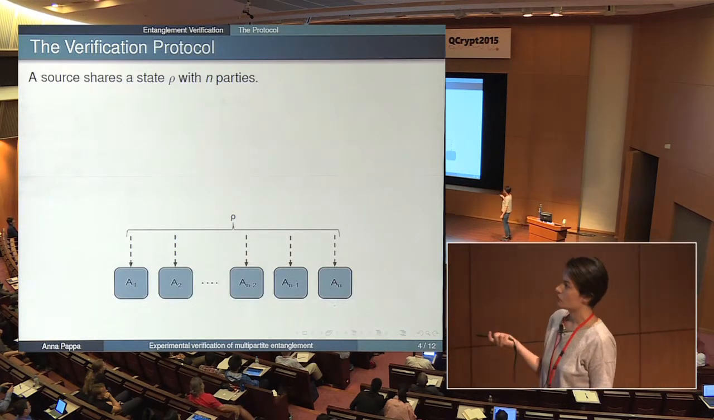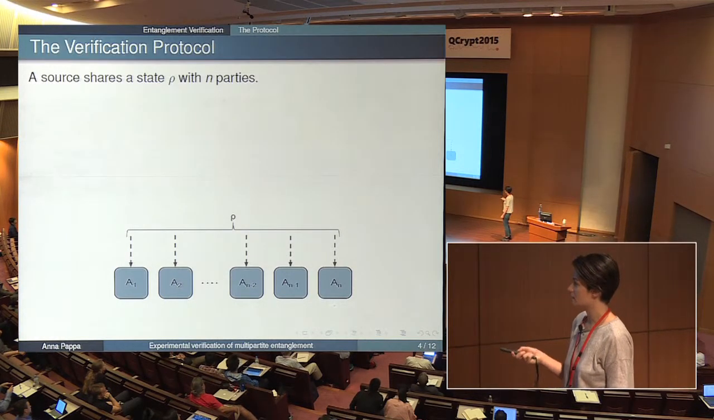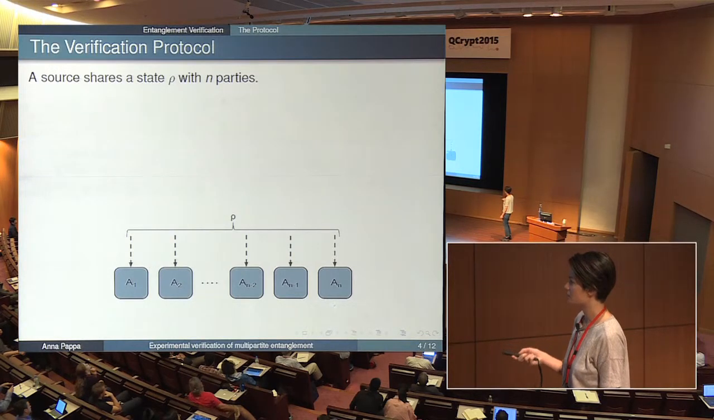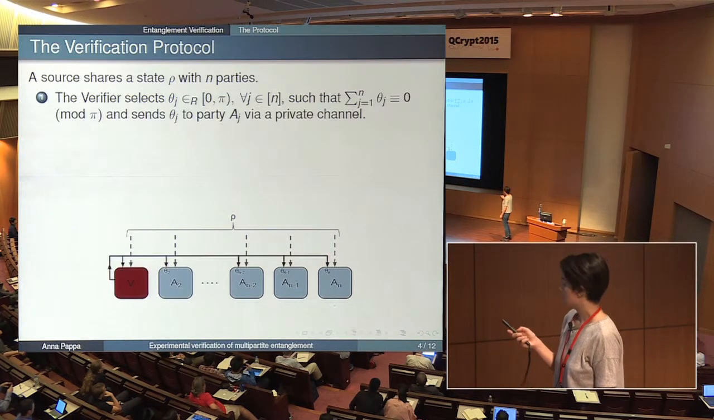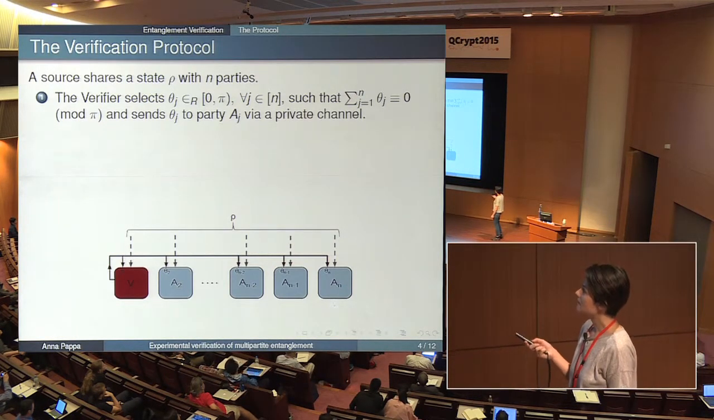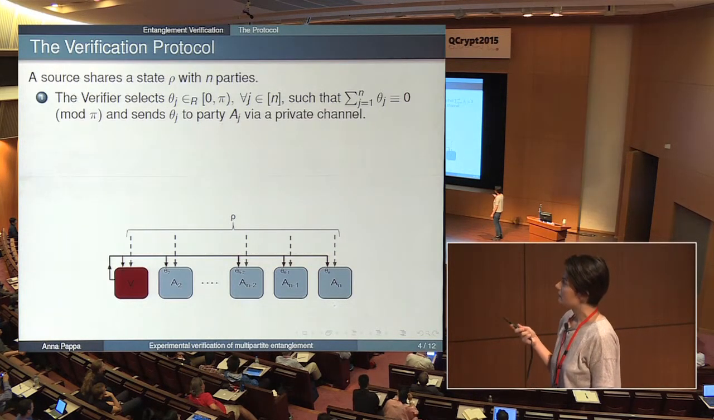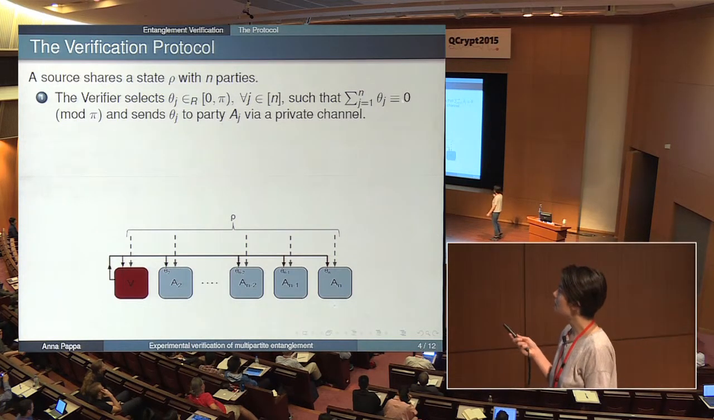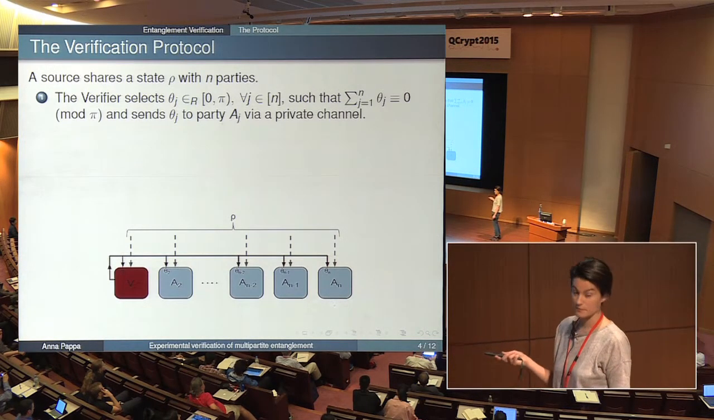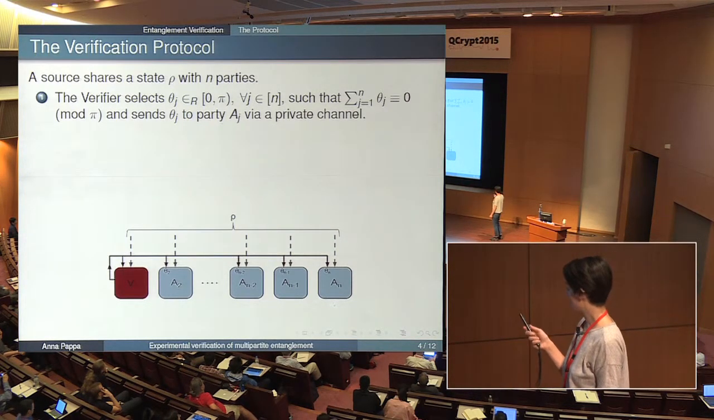So the protocol goes as follows. The source shares a state rho with the n parties. So this state is shared, and one qubit is sent to each of these n parties. Now, one of the players, which we're going to call the verifier, and let's suppose that is the first one, actually selects all the inputs for the rest of the parties. So he selects some angles theta j from 0 to pi and sends them to each of the parties. There is a condition on the inputs that their sum needs to be a multiple of pi. So it needs to be either 0, pi, 2 pi, etc. So each of the inputs goes to the players in a secure way.